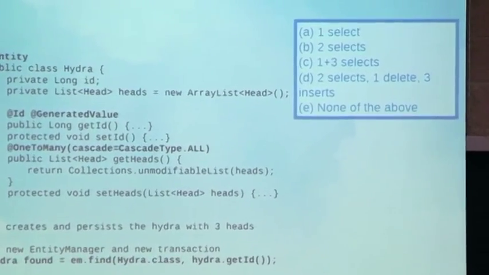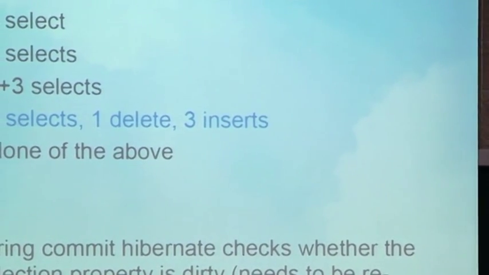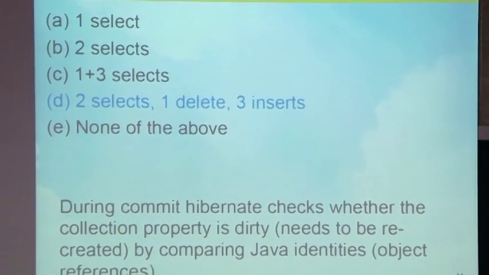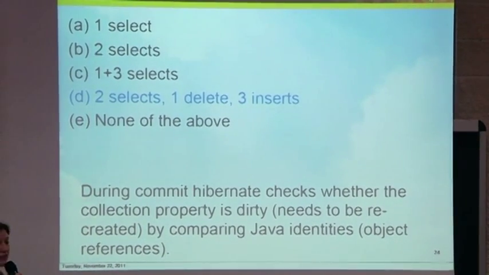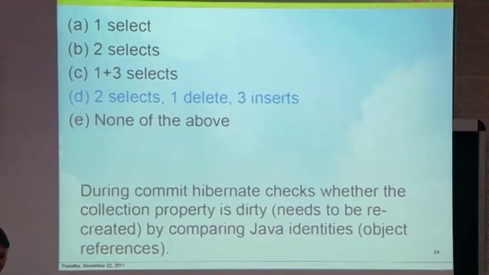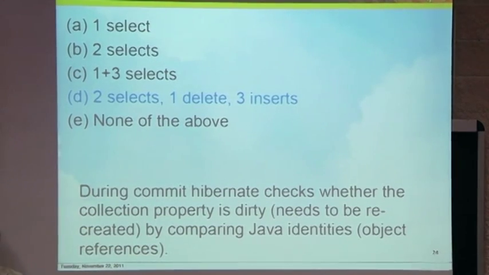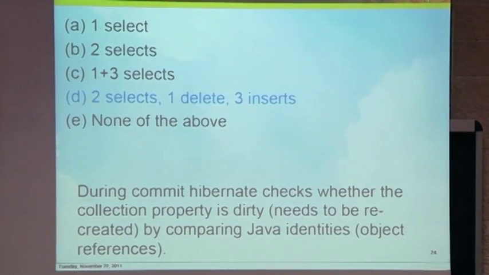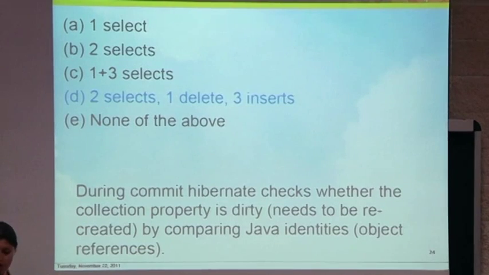The answer is D. Why? This is pretty tricky because we've performed only read-only operation, right? But during commit, Hibernate checks whether the collection property is dirty by comparing Java identities.